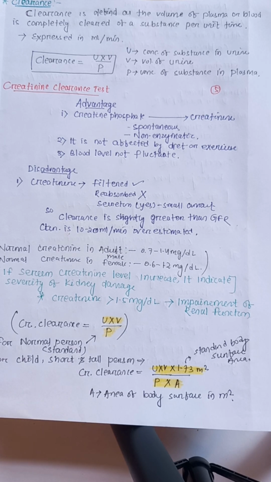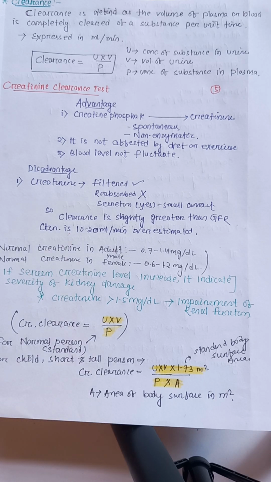Generally this question is asked as a short note. Clearance is defined as the volume of plasma or blood that is completely cleared of a substance per unit time. That means it is time dependent, always expressed in ml per minute. The clearance formula is UV upon P, where U is the concentration of the substance in the urine, V is the volume of urine, and P is the concentration of the substance in the plasma. This is the general formula.